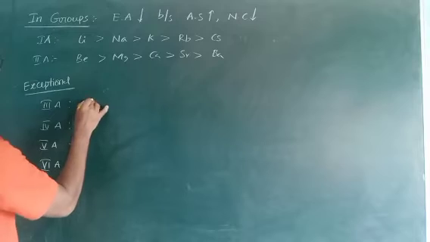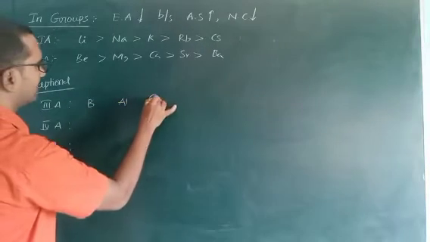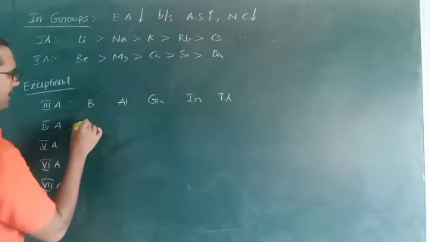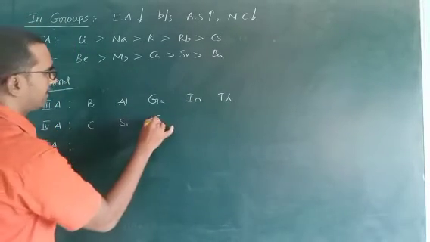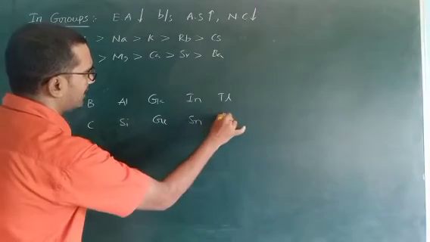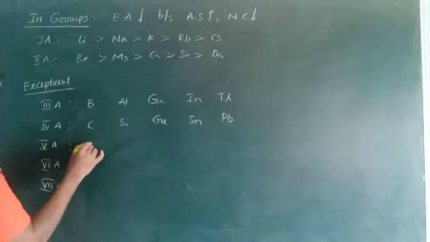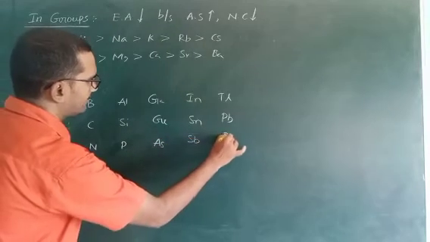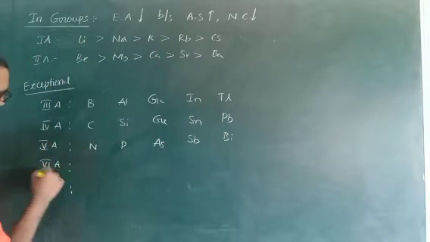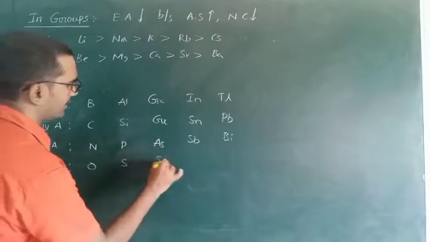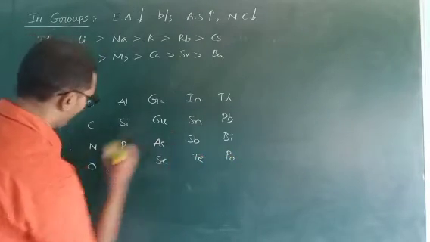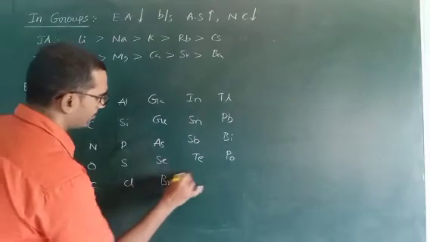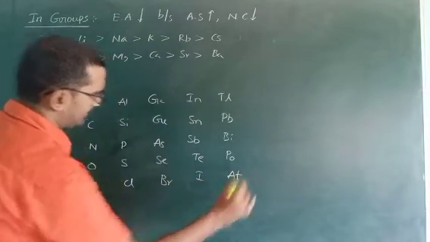What is third A? Boron, aluminum, gallium, indium, thallium. What is fourth A? Carbon, silicon, germanium, tin, lead. Fifth A: nitrogen, phosphorus, arsenic, antimony, bismuth. Sixth A: oxygen, sulfur, selenium, tellurium, polonium. Seventh A: fluorine, chlorine, bromine, iodine, astatine.